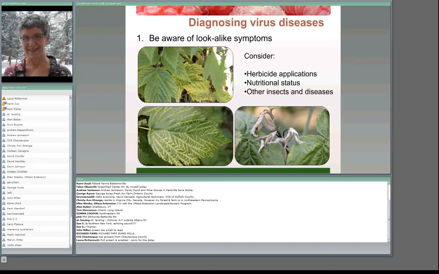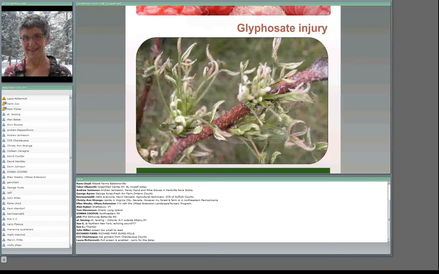This symptom is caused by herbicide from glyphosate or Roundup. You've probably seen it in raspberries. The symptoms show up the year after the Roundup was applied or drifted onto the crop. But the chlorosis and the yellowing and the small stunted leaves could be mistaken for virus diseases.